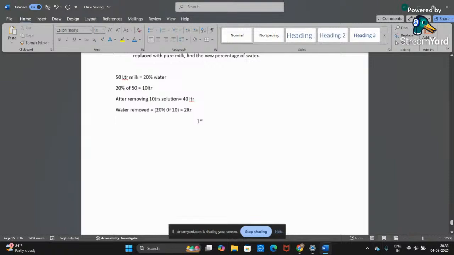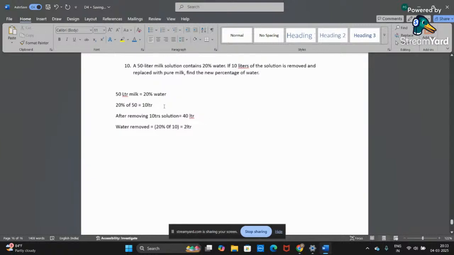Then, the water left out here, it is 10 liters of water we are adding. 20% means 10 liters of water we are adding. In that, we are taking 10 liter outside. So we are getting 2 liters outside. So it is 10 liter minus 2 liter. That means 8 liter of water is mixed in the milk. So what you have to do?